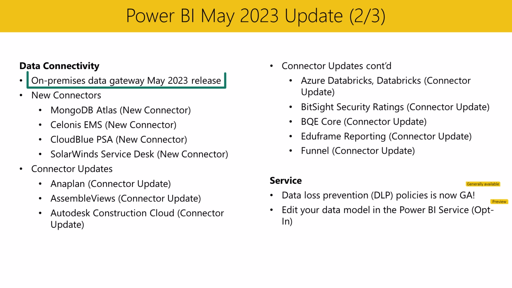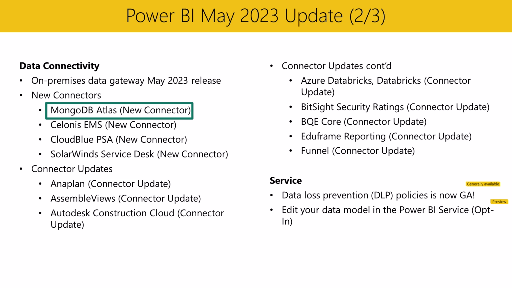First up, we're happy to announce that we've just released the May 2023 update for the on-premise data gateway. This update brings the on-premise data gateway up to date with the May 2023 release of Power BI Desktop. This means that reports published to the service and refreshed via the gateway will go through the same query execution logic as in desktop. We have 4 more new connectors.